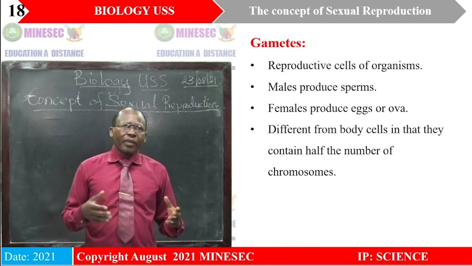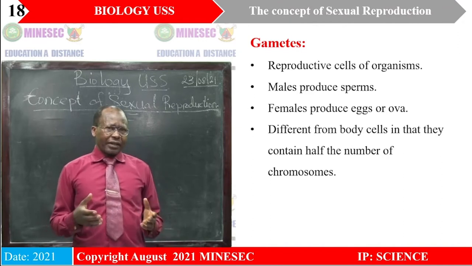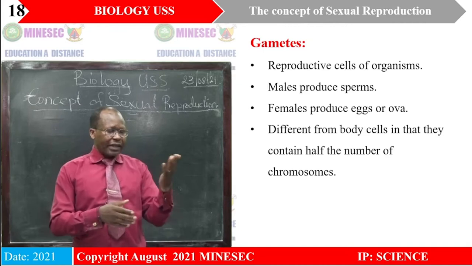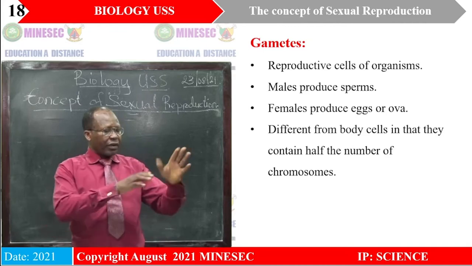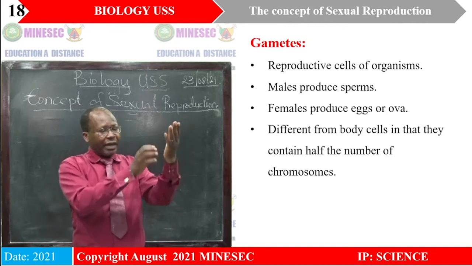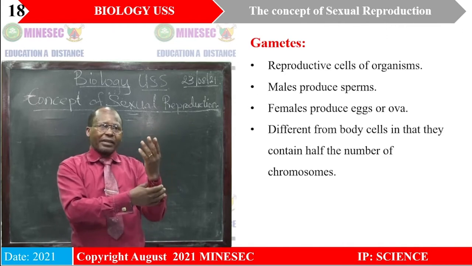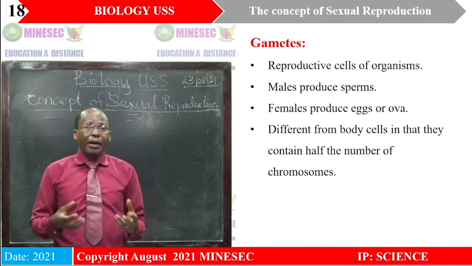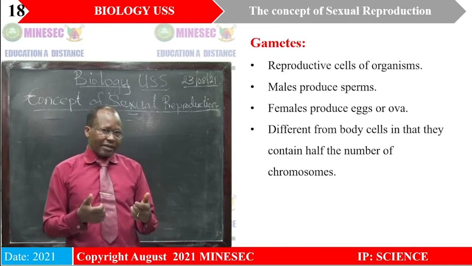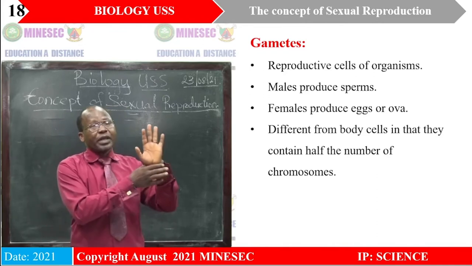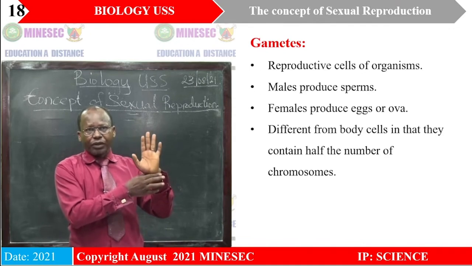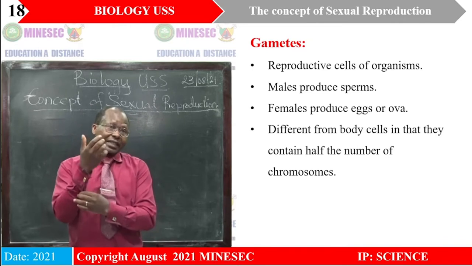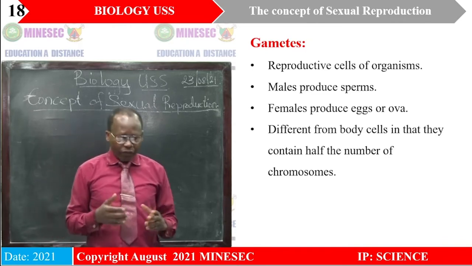And these are different from body cells. For body cells, if I take myself as an example, any cell in my arm is a body cell, or what we call a somatic cell. But if my body produces sperm, those sperm will be sex cells. And somatic cells will be diploid in genetic composition. They have a double number of chromosomes, while the sex cells will have a haploid number of chromosomes.